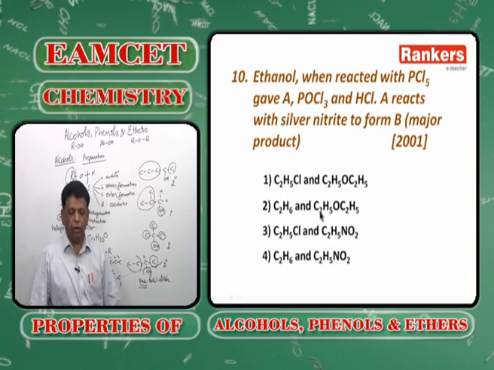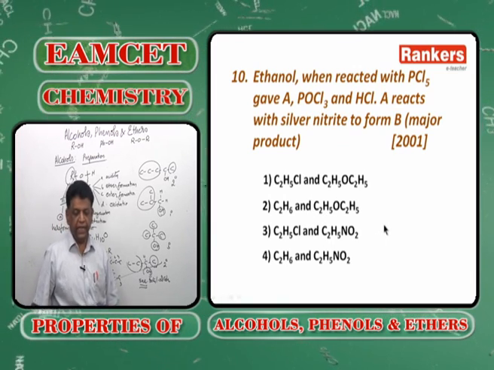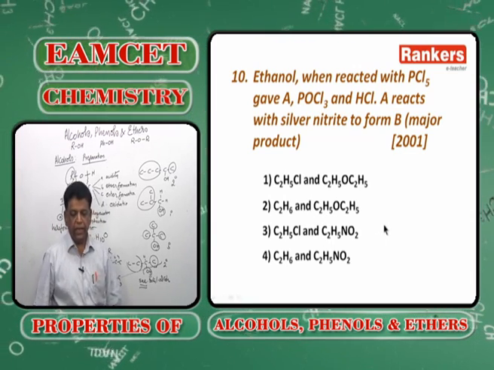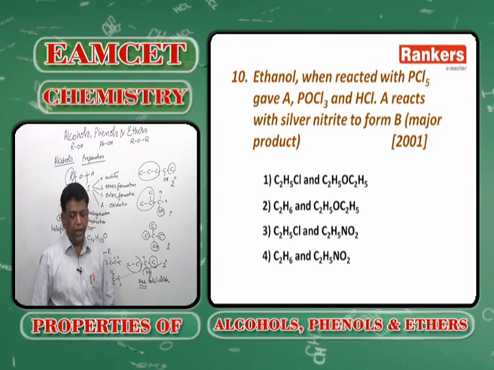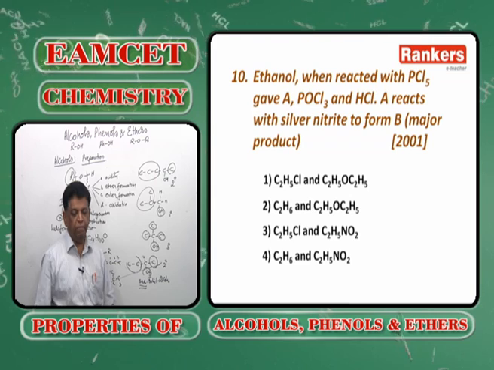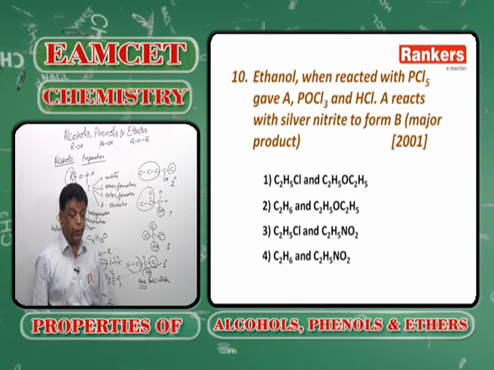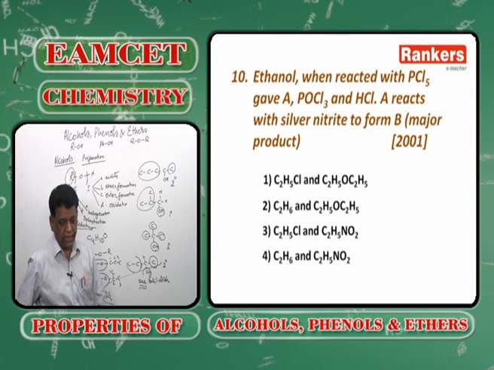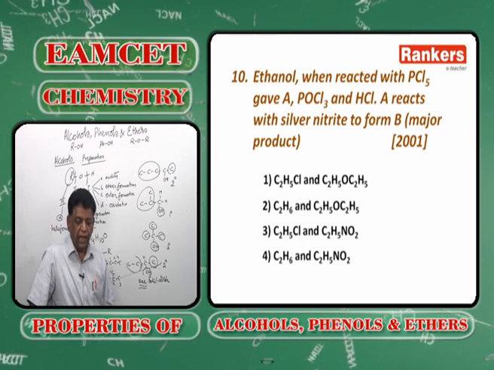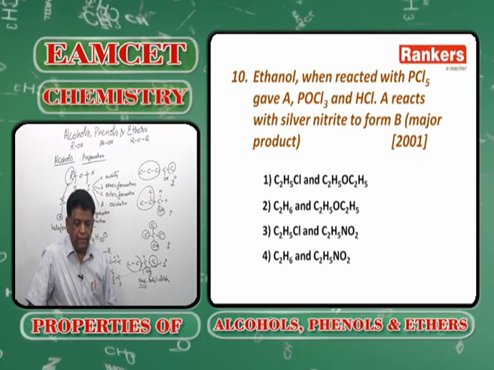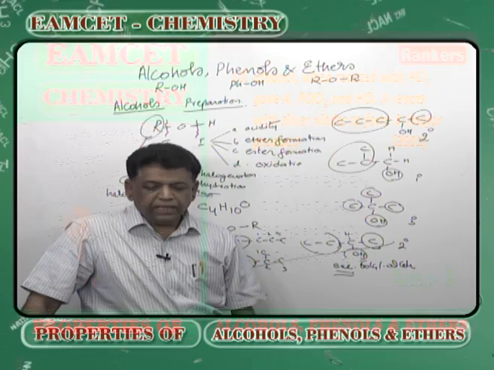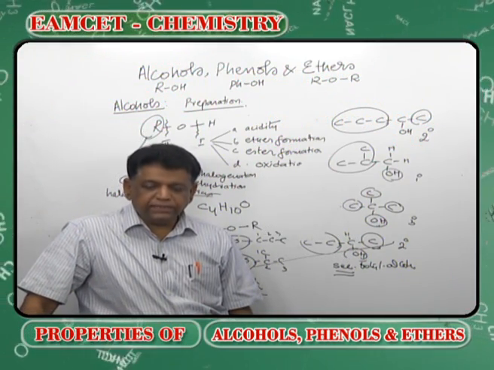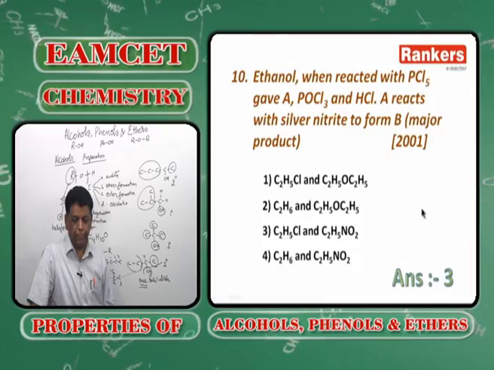A, that is ethyl chloride, reacts with silver nitrate. As I said in the ethyl chloride topic, ethyl chloride with potassium nitrite and sodium nitrite gives nitrites only. Silver nitrite will give a nitroalkane, the NO2 group will come. The reverse is true here, and therefore B is nitroethane and A is ethyl chloride. So, ethyl chloride and nitroethane, the third option, is the right answer. Next.